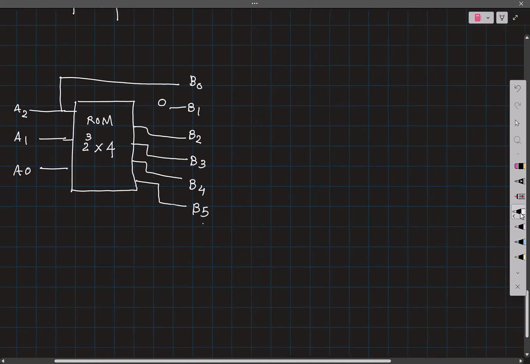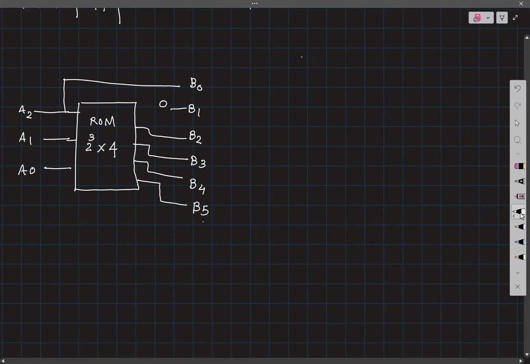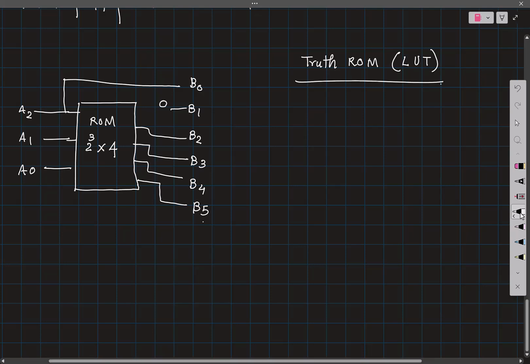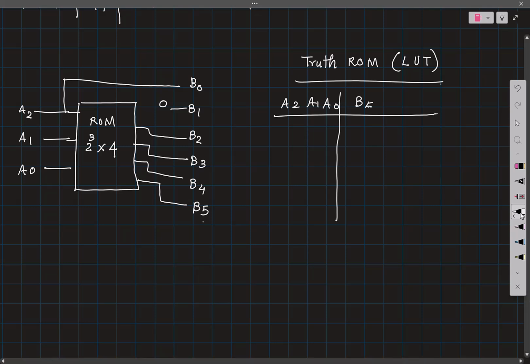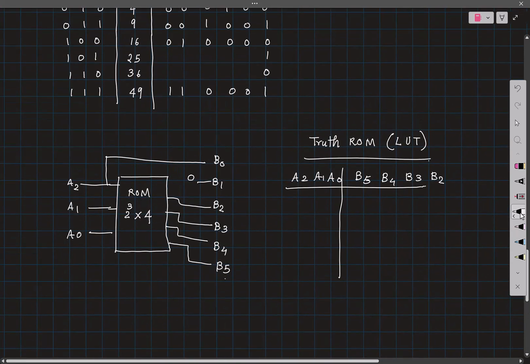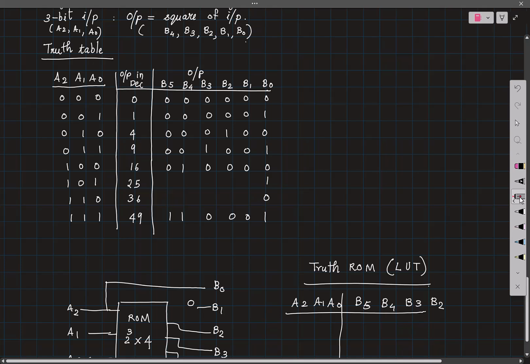And how does the data set in this look like? So now I can have a truth table for the read-only memory. This is also sometimes called the lookup table. So now I'll have A2, A1, A0 and whatever is the value that you had in the table previously. So B5, B4, B3, B2. So this section of your table is the data that is being stored inside the read-only memory. Is that clear?